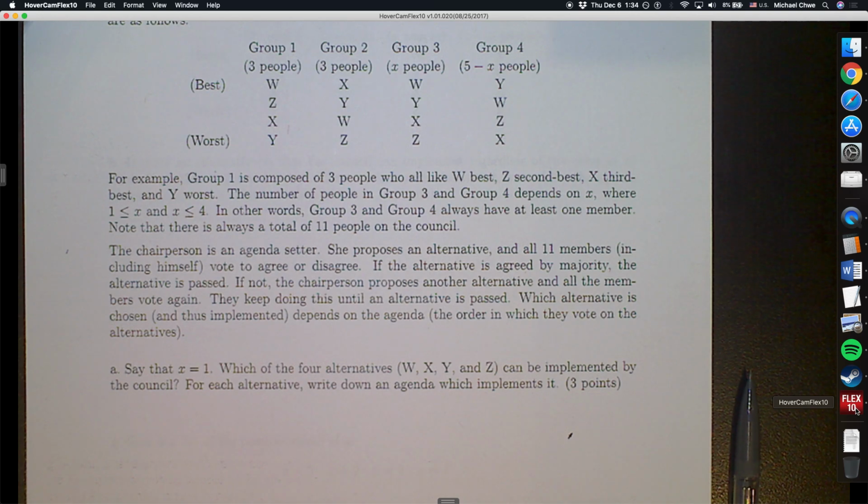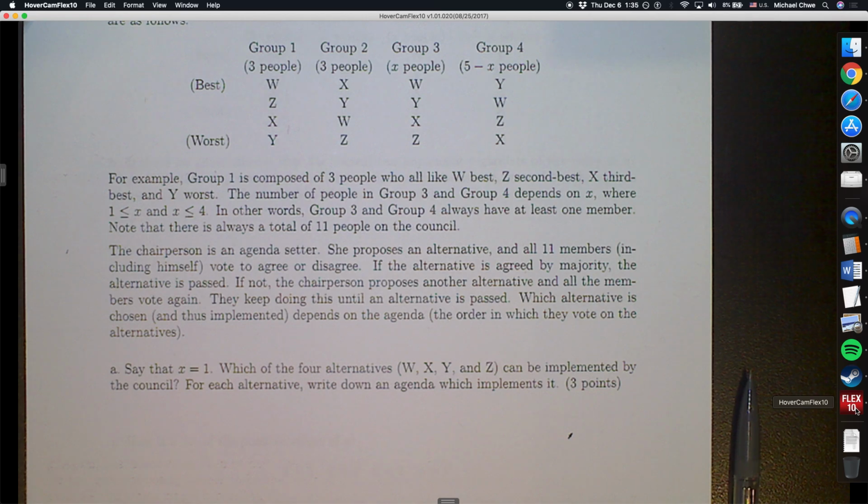Okay, so these are the results. Which of them can be implemented by the council? So this is all about the top cycle. Can I implement W? How would I implement W? I have to make that sequence. W has to beat something, which beats something, which is the result. W beats what? Z, right? Z beats X. X beats Y. That's all you have to do.